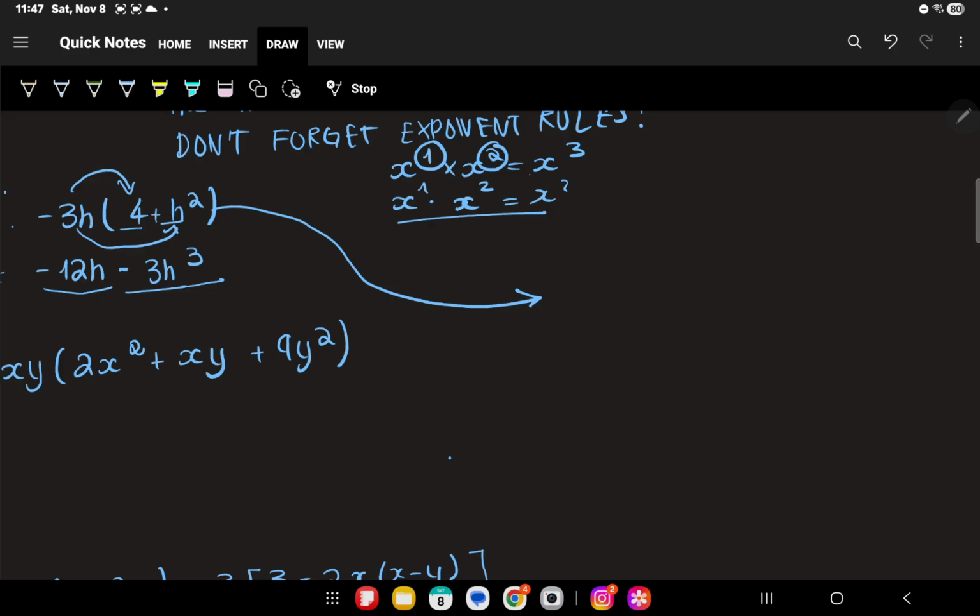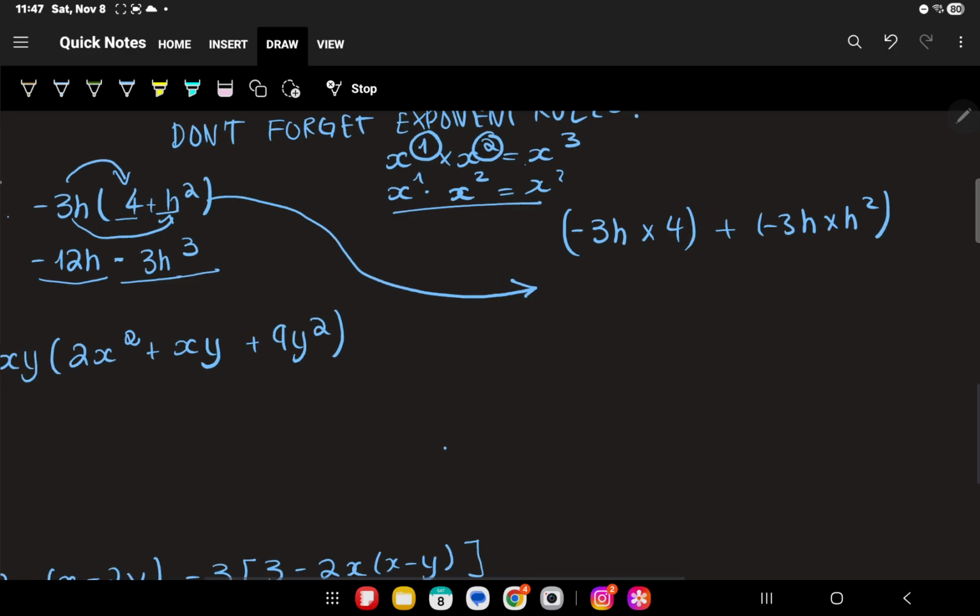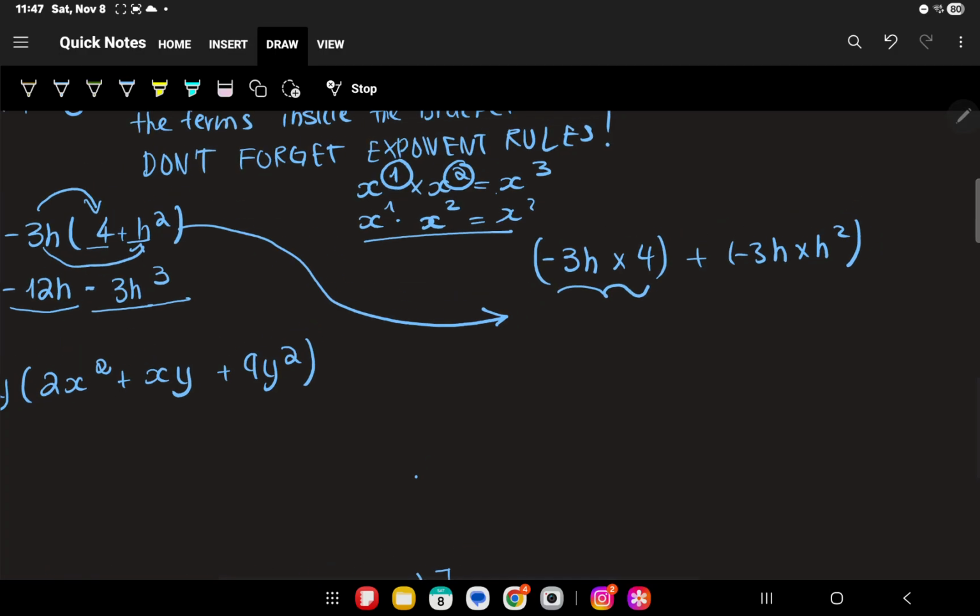So what this basically means, the distributive property, we distribute to each term, right? So negative 3h times 4 plus negative 3h times h squared. So that is what distributive property says. Okay, so when you're multiplying something like this, right, then you see, which sort of thing do they have in common? Do they have the h in common, or do they have just the numbers in common?